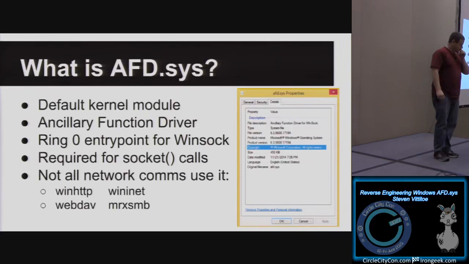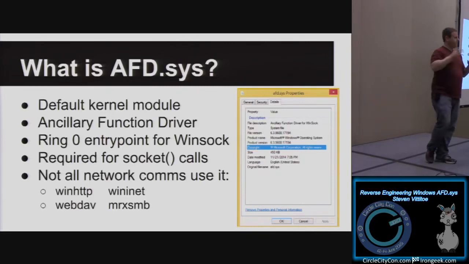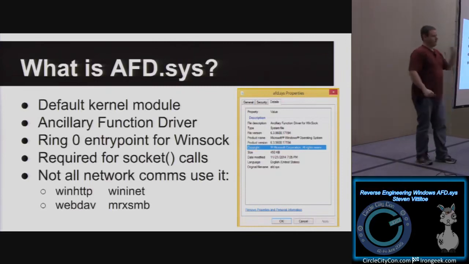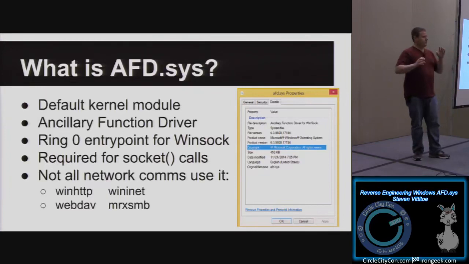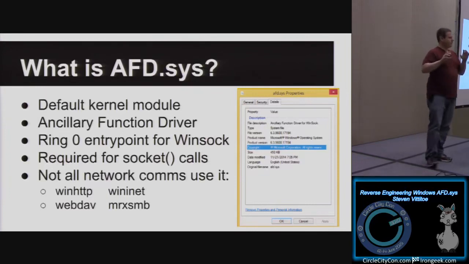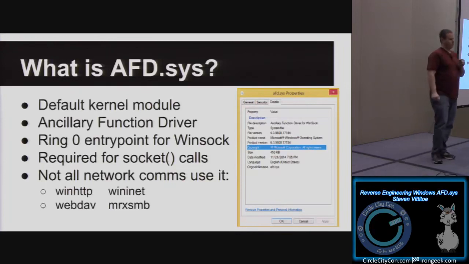And AFD is the ring 0 portion of WinSock. So you have your user mode code. Whenever you make a socket, this is the first stop into the kernel, right? This is where it goes. This is what handles that whole interface in the kernel. It's also used as a kernel service provider. So not only can user mode components talk to it, other kernel drivers can talk to it to make socket calls in the kernel. And that was something new that was introduced with Windows Vista, called WinSock Kernel, aptly named.